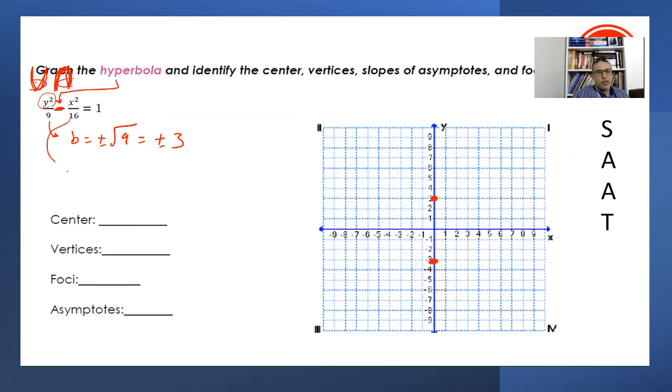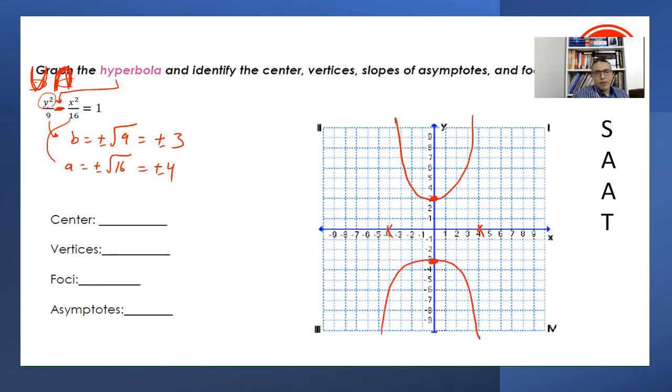And the point below the x is 4 and negative 4. In case of an ellipse, you would join between them. But in case of a parabola, you draw a parabola that passes through this point and through this point. So these are the vertices.